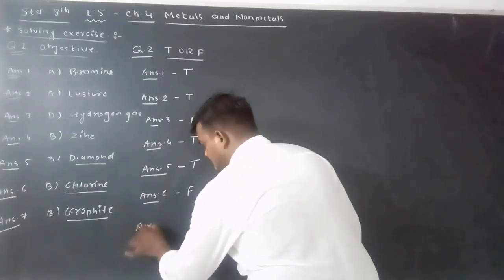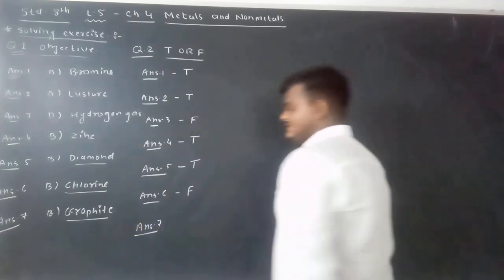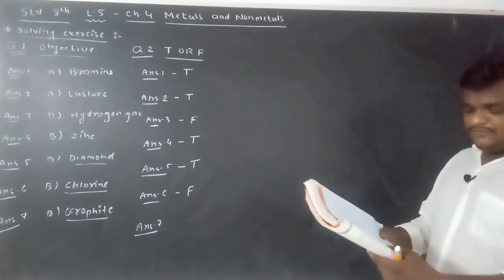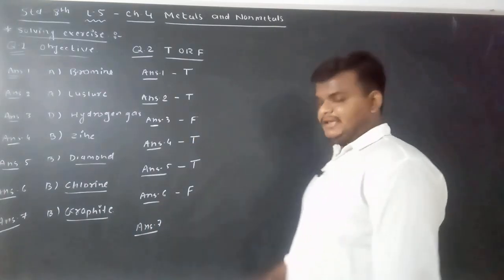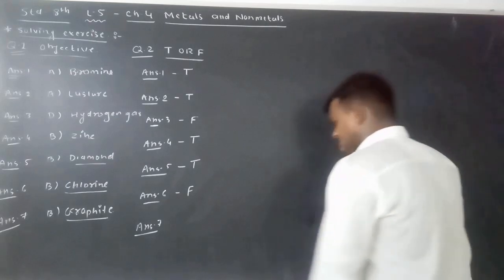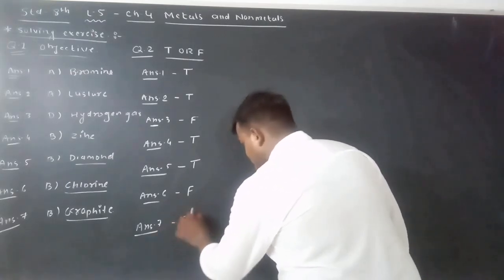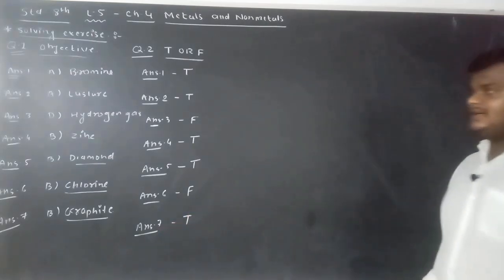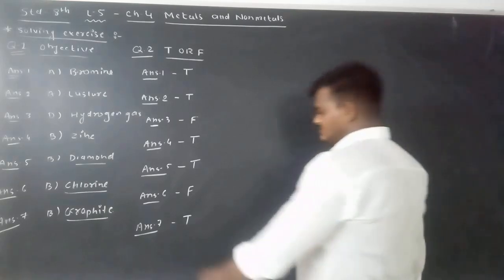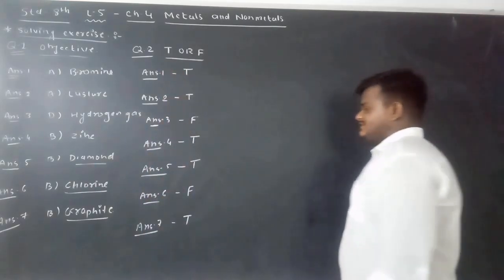Question number 7. What is given in question number 7? Phosphorus is used in making matches. Yes, this is right. Phosphorus is used for making matches. So this was our true-false session.